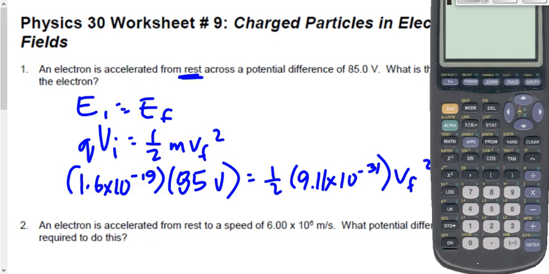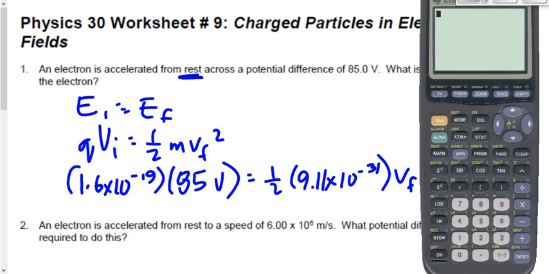All right, let's say 1.6 times 10 to the minus 19 times 85. Let's multiply that by 2. 2 goes over by multiplying. Let's divide that by 9.11. And then we're going to square root it. 10 to the 13, that can't be right. So we must have forgotten to square root it.